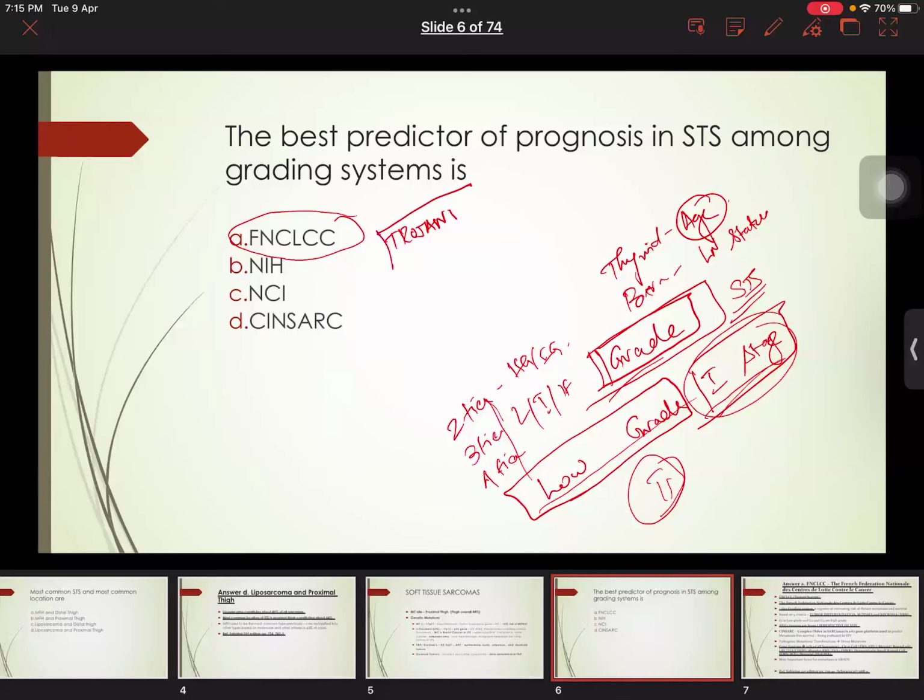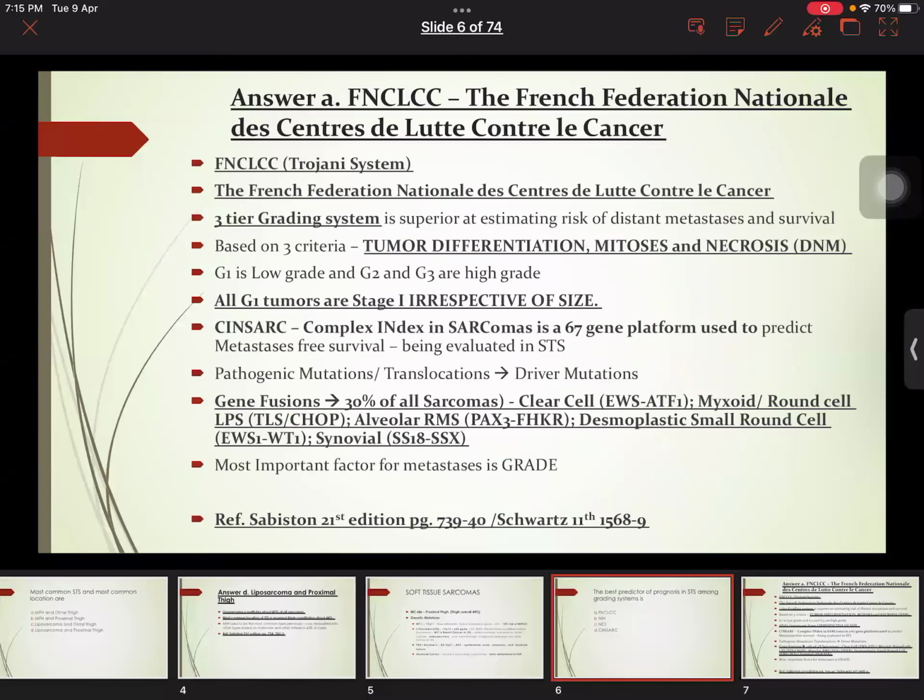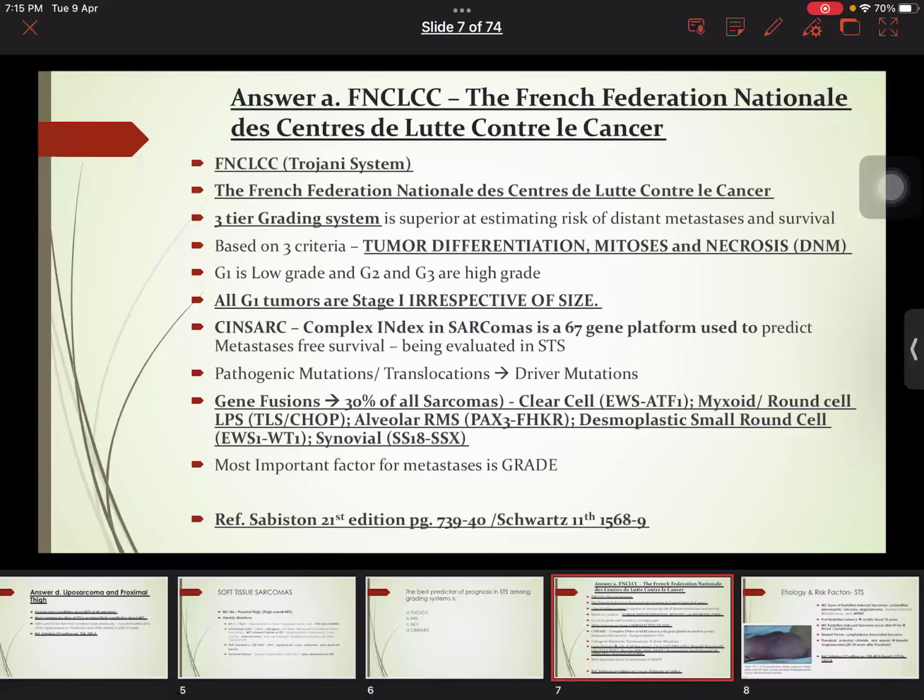It is also called the Trojani system. This Trojani system is the French Fédération Nationale des Centres de Lutte contre le Cancer system. It is basically a 3-tier grading system. There are 3 criteria that will be used: tumor differentiation, mitosis, and necrosis.